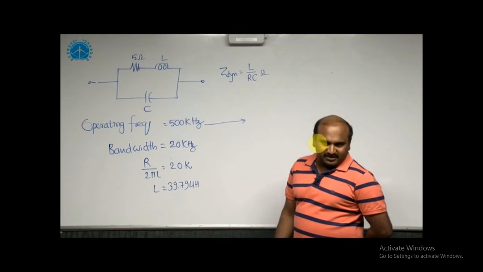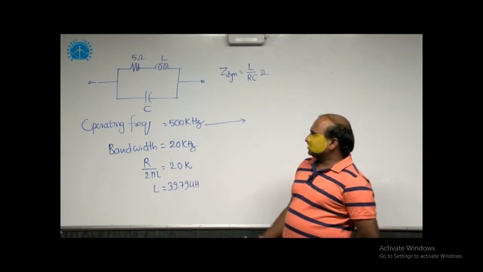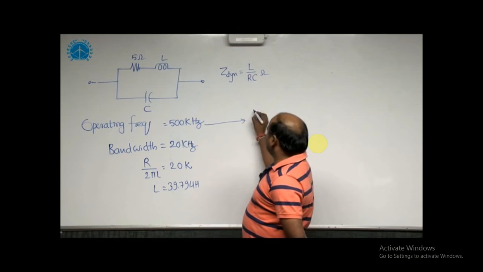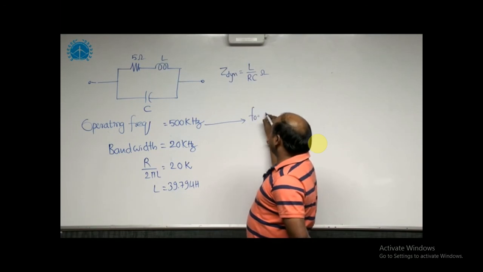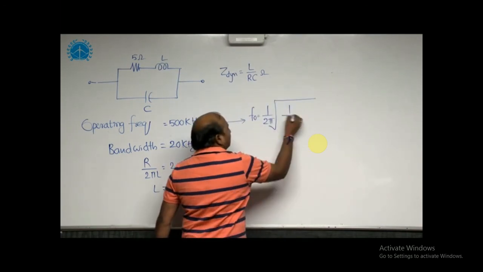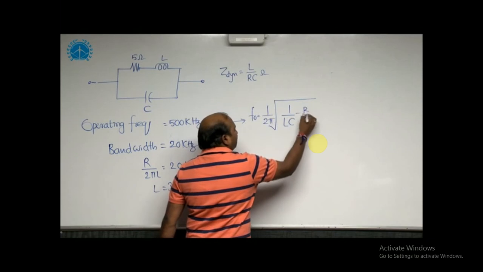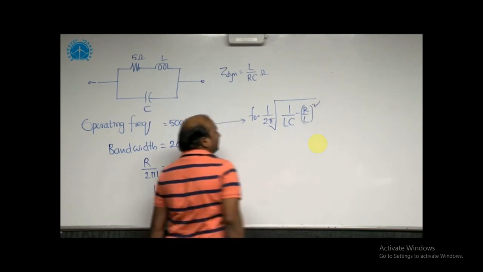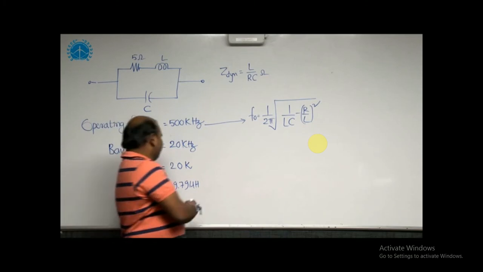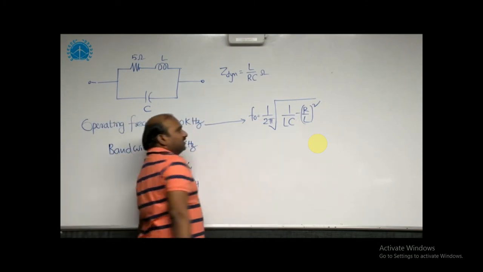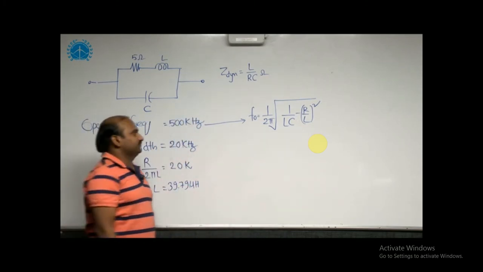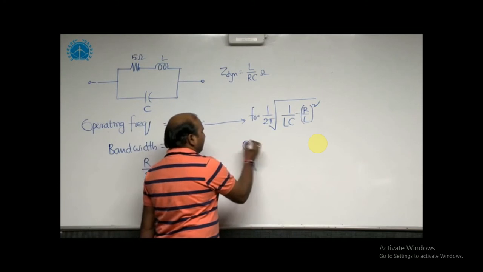To obtain the C value we are considering the operating frequency. For the dynamic impedance, we are considering the operating frequency as the resonant frequency. The resonant frequency for the tank circuit is 1 by 2 pi under root 1 by LC minus R by L whole square. Once you take this formula, with R value 5 ohms, L value 39.79 microhenries, and F naught 500 kilohertz given, you will get the C value.